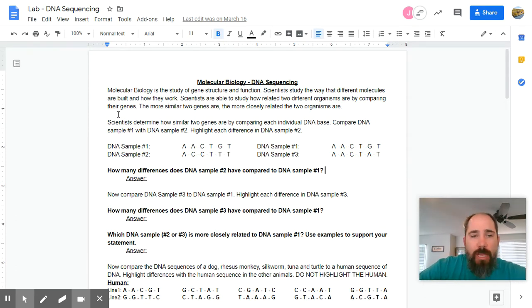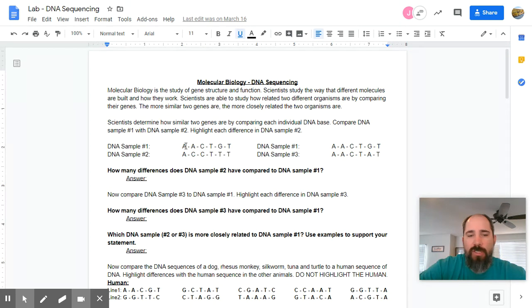Make sure that you take a few moments and read through the background information and directions. And let's take a look at what we want to do on our activity. You're going to compare DNA, which are represented by these different letters or bases in the DNA molecule, from one sample to another. Here we've got a sample labeled DNA sample 1. We're going to compare it to DNA sample number 2.